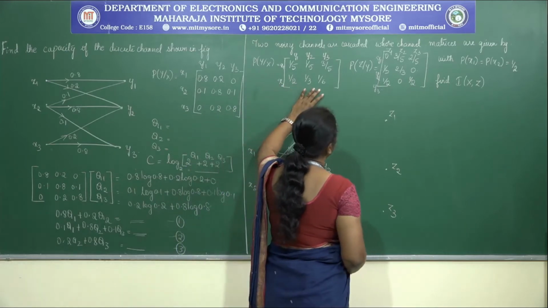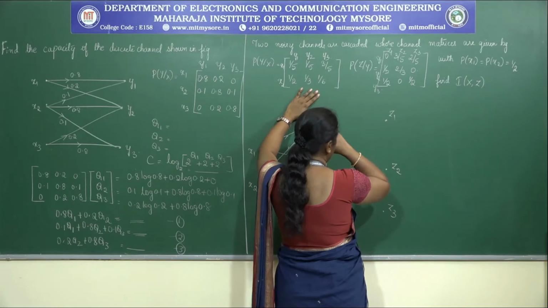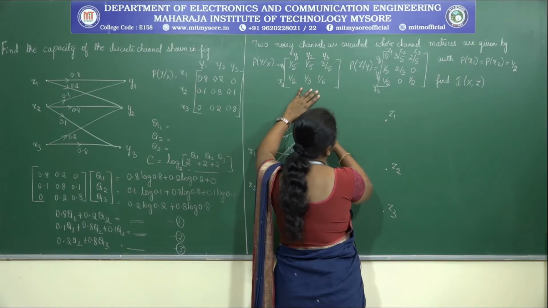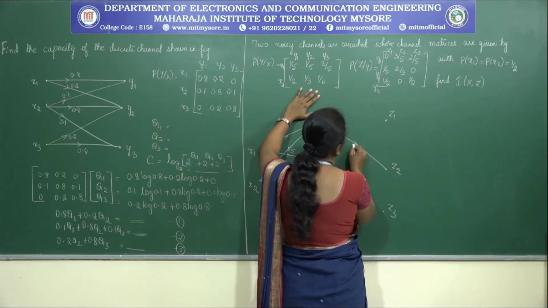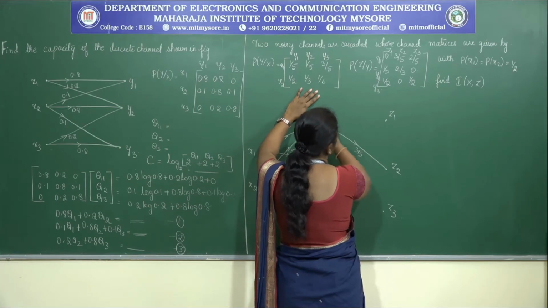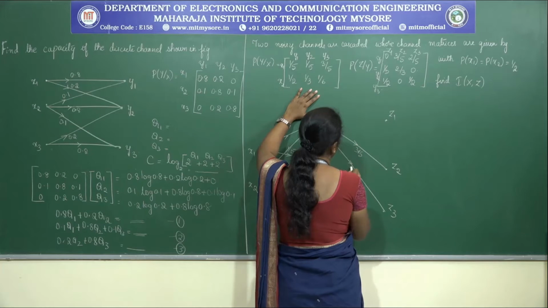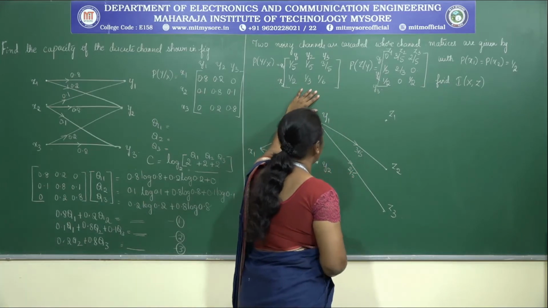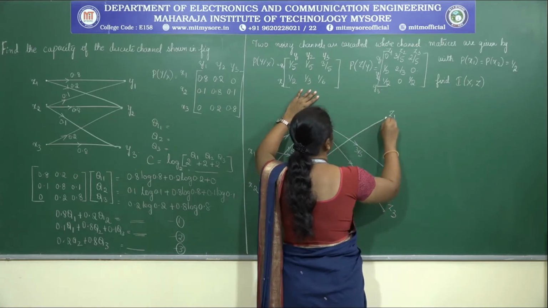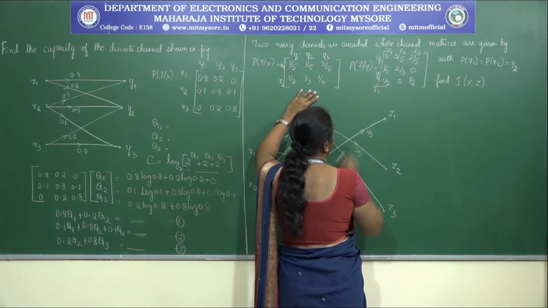Next from y1 to z1, we don't have a connection. Then from y1 to z2, it is 3 by 5. Then similarly z3 by y1, we have 2 by 5. Then we have z1 by y2, we have 1 by 3.